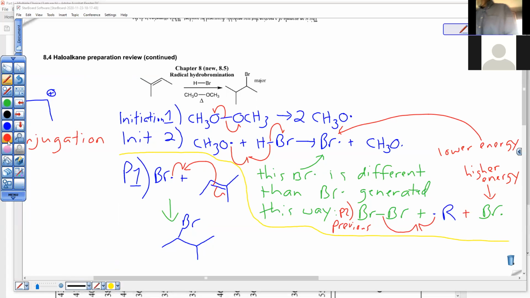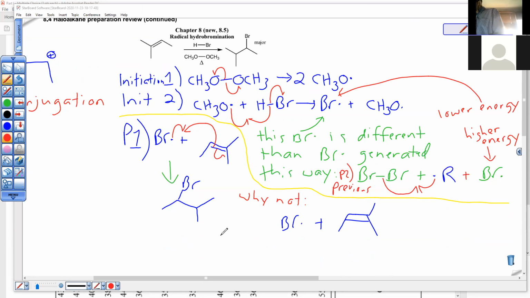And the question is, why not this bromine radical plus the same pi, and the arrows will even look the same to start with. Half of it goes towards the bromine, and the other half goes over to this carbon. Okay, so that would give us another radical.